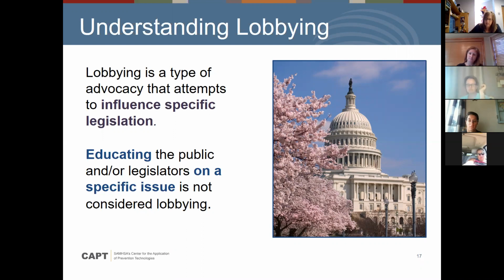So for example, if our state is considering enacting laws that would limit youth access to alcohol, any action to communicate with elected officials and their staff in an effort to influence which way they should vote would be considered lobbying. However, educating the public or the legislators or elected officials on a specific issue is not considered lobbying. So for example, if we provide the public or those decision makers with data that documents the effectiveness of limiting youth access to alcohol, when we're talking about underage drinking and related consequences, that is considered education and advocacy. So that would be considered legal.